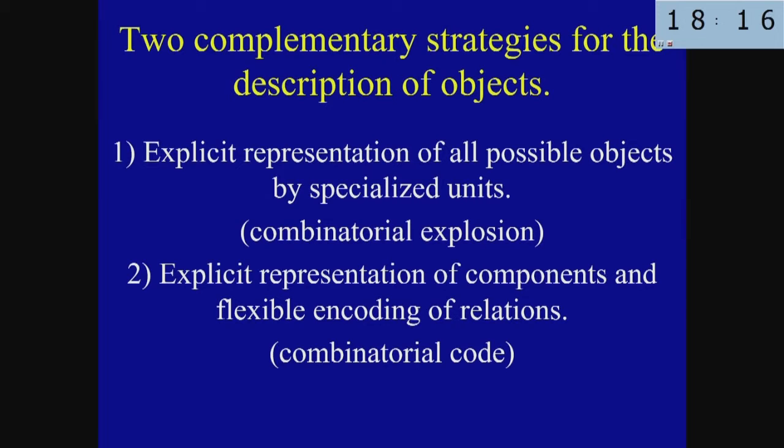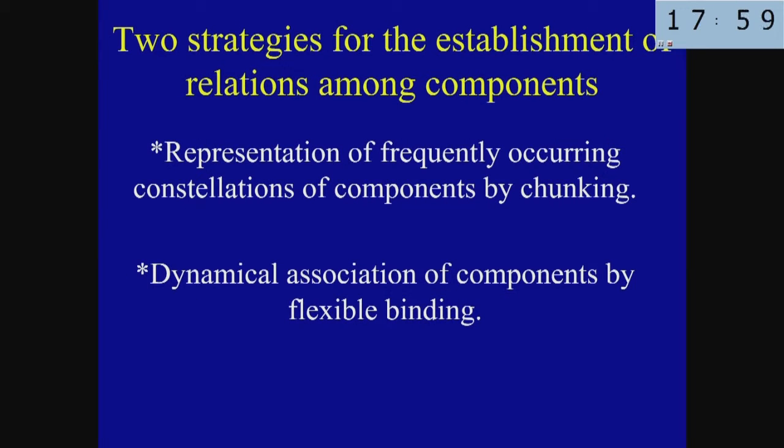The other possibility is to have explicit representations of the components by individual units, but then have an algorithm for flexibly encoding relations among those objects in order to establish a combinatorial code. Much more economical, much more difficult to realize. So what are the strategies for the establishment of relations among components? One option is to represent frequently occurring constellations of such components by chunking. I will give you an example in a minute. And the other is to dynamically associate the components by a flexible binding mechanism.